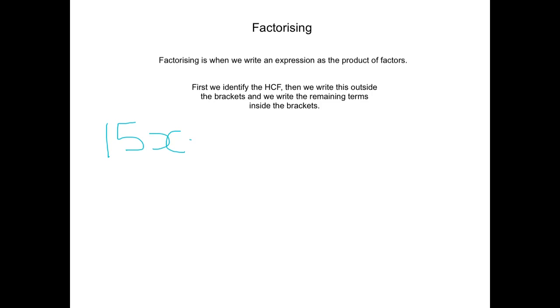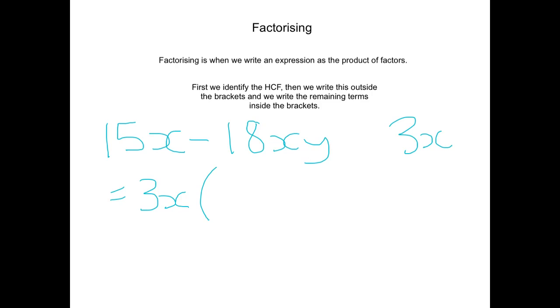15x minus 18xy. The highest common factor here is 3x. We write this outside the brackets. Inside the brackets, we write the remaining terms. 15 divided by 3 is 5, minus 18 divided by 3 is 6, and the y.